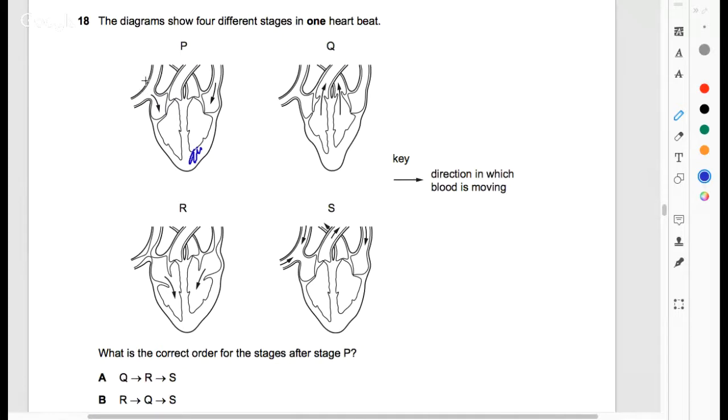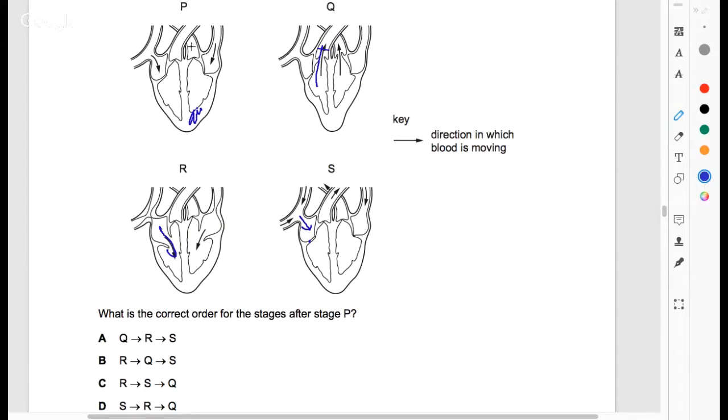So blood enters the atria, and then goes through the atrioventricular valves. So that's this stage, valves next, into the ventricles. These valves then have to shut, and blood is pumped out, and then blood can flow back towards the heart into these ventricles, and then we get back to Q. So P, and then blood enters the ventricles, R. So it's got to be one of these two. You can rule out these two.